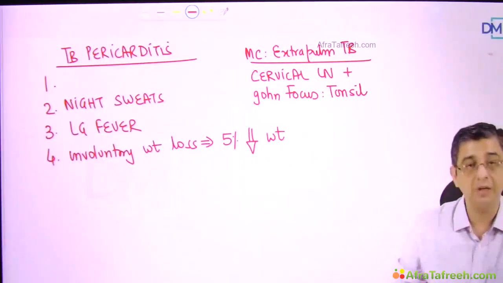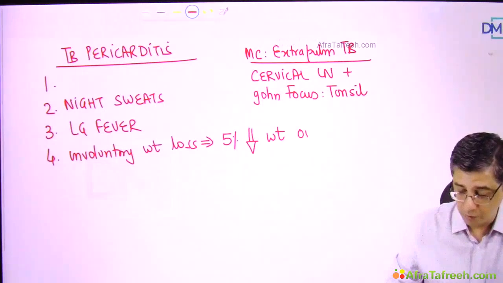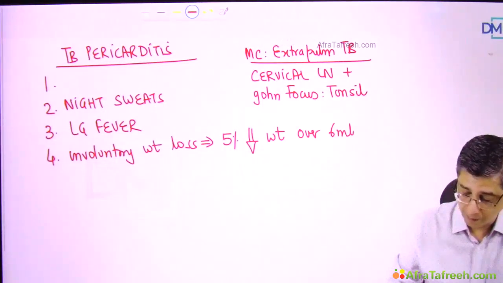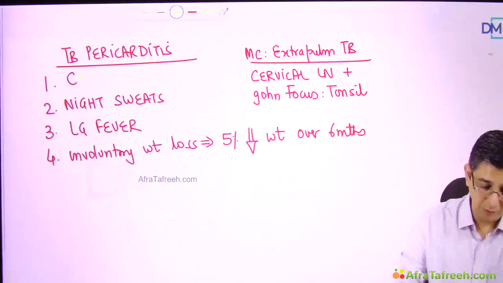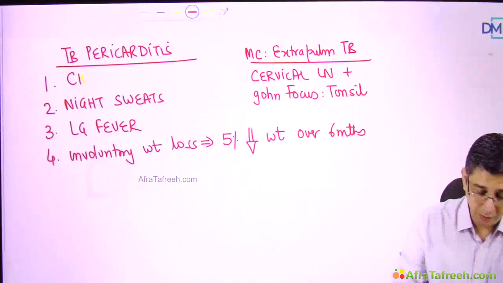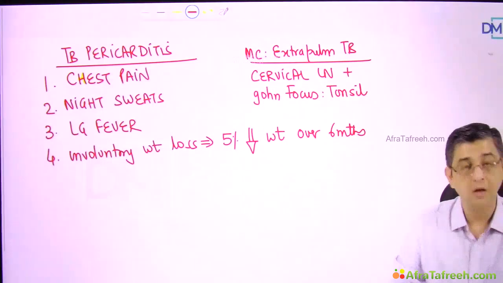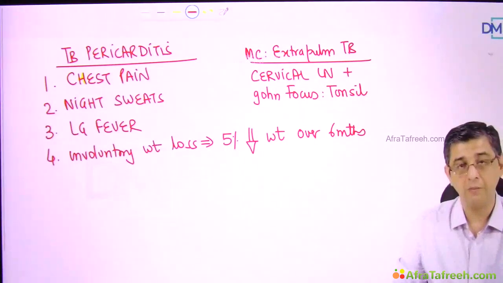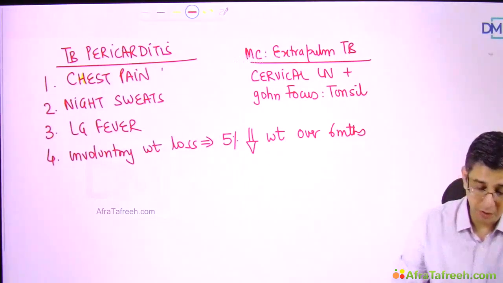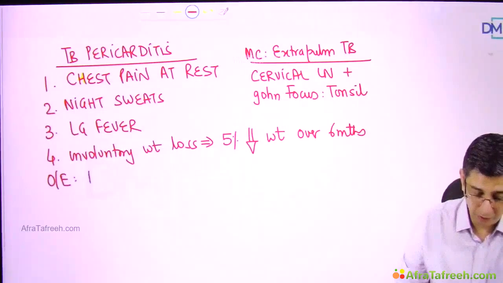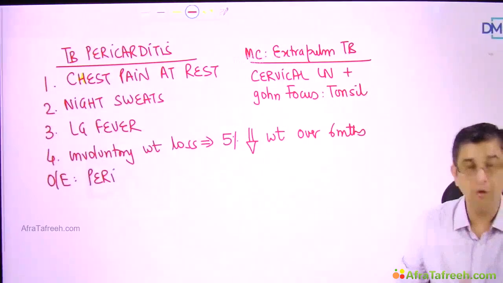So it is a 5% decrease in weight over a span of 6 months that we call involuntary weight loss, because there will be involvement of the pericardium and the phrenic nerve, so the person will also be experiencing chest pain, which is a surprising feature for any patient of tuberculosis initially. Therefore, I will now be auscultating this person who has chest pain at rest, and an auscultatory finding that I shall obtain is pericardial friction rub.